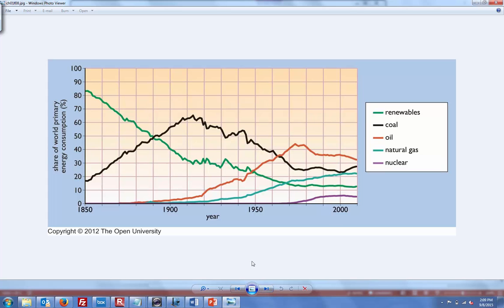And then we'll talk about peak oil later. The question is, are we running out of oil, or are we just using other things instead? And you'll see both sides of the argument on that one.